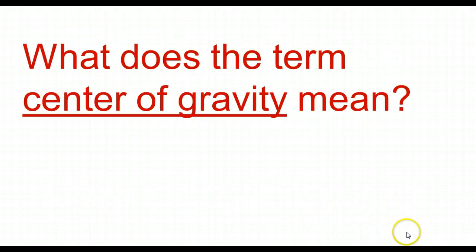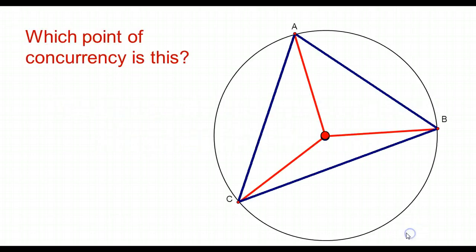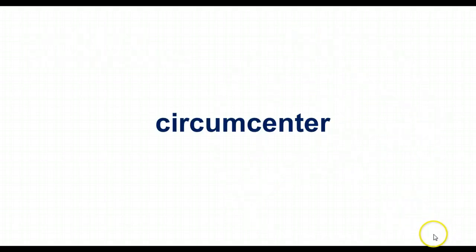What does the term center of gravity mean? The center of gravity is the point at which a solid shape would balance. Which point of concurrency is this? This is equidistant to the vertices, so this is going to be the circumcenter.